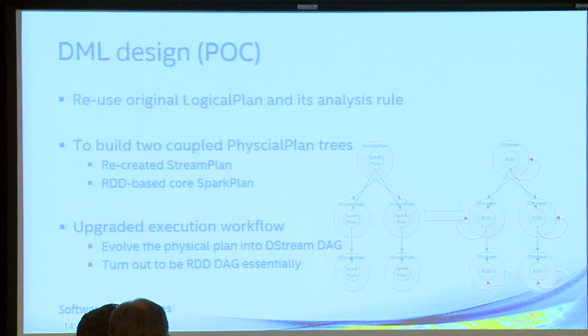And you can see from the chart on the right side that each tree node contains an original Spark plan in the stream physical plan. Based on that, it can evolve to a DStream DAG, and finally the DStream DAG turns into the RDD DAG essentially. Those concepts are quite similar to Spark Streaming, and so that's why StreamSQL can run on top of Spark.